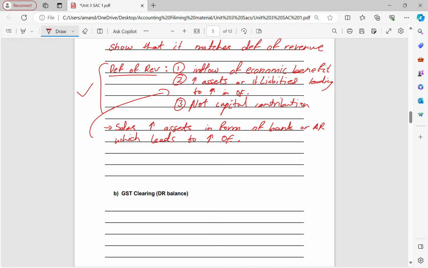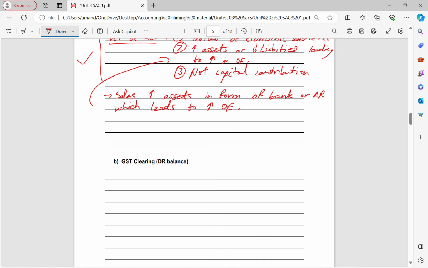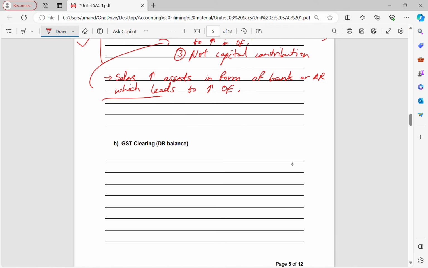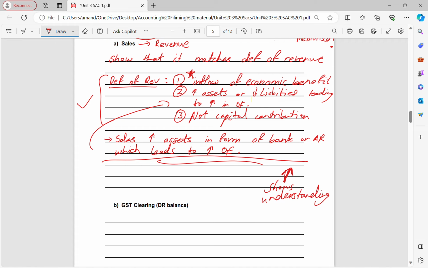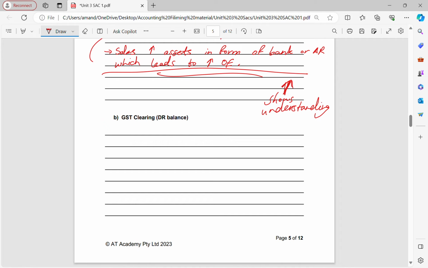And it's clearly not a capital contribution. The keyword is inflow of economic benefit. This is a keyword, so it's nice to say it somewhere in your answer. This linking is really important because anyone can just spit these definitions out. You also need to show understanding, because we don't want memorized people to get 50 wrong. That's how we show our understanding.